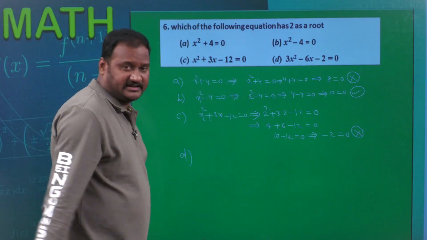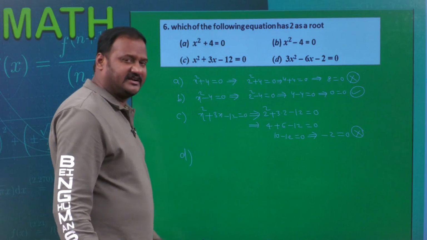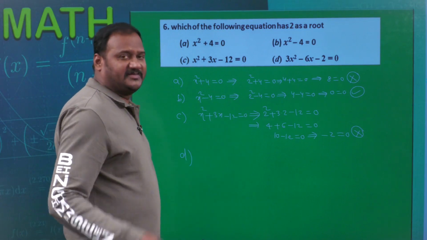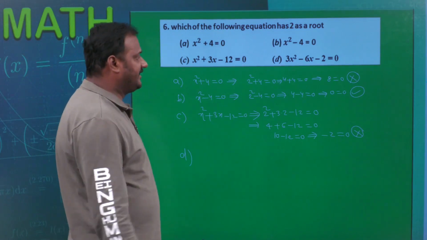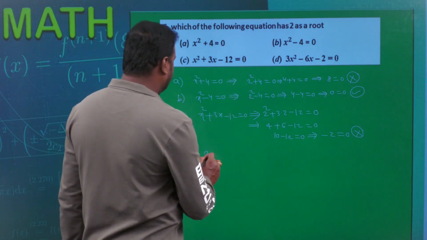Coming to the fourth one, D. Of course, we got the answer. Then why do all these things? It's not required after getting the answer. But still, if you have any doubt within your mind, then you better check yourself.